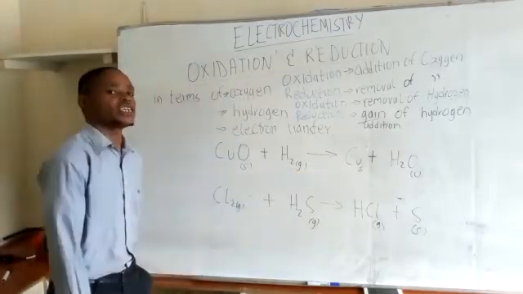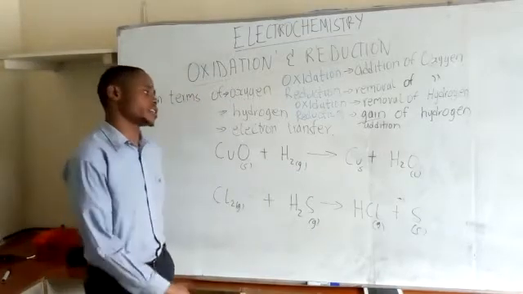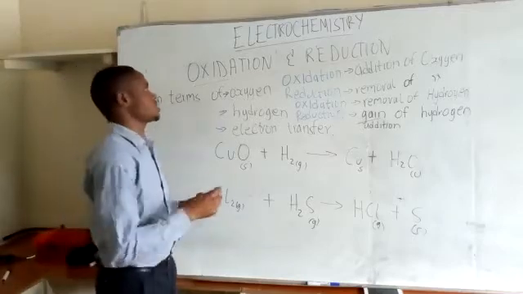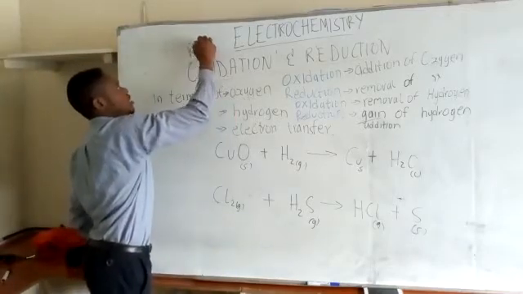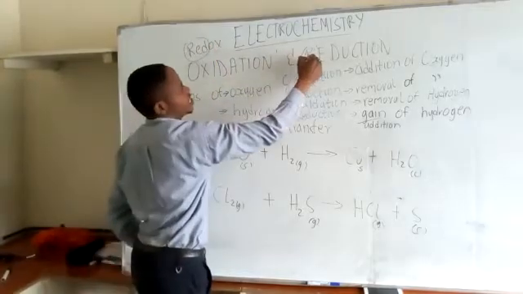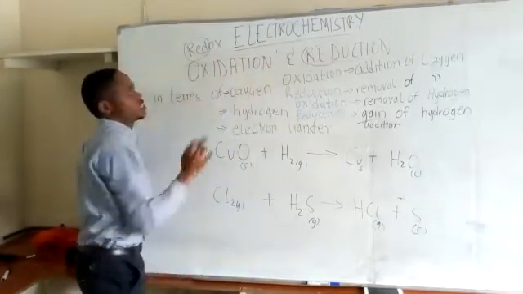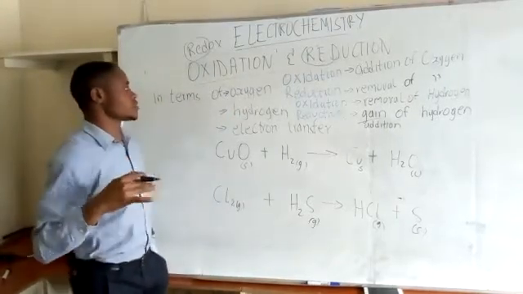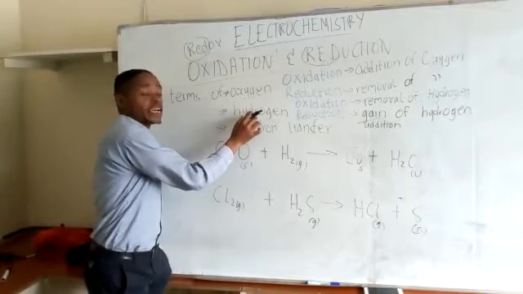Such a reaction in which both oxidation and reduction are taking place simultaneously is known as a redox reaction. Redox, from reduction and oxidation. So both processes are taking place together.